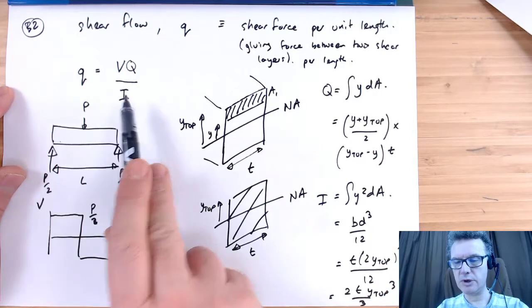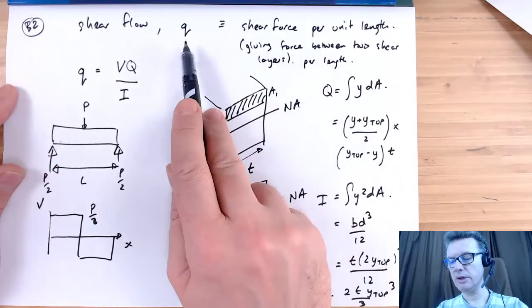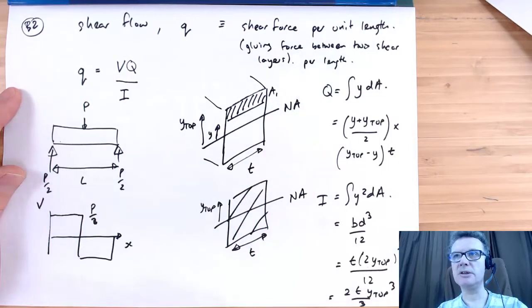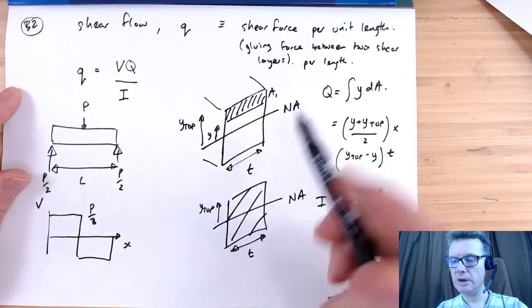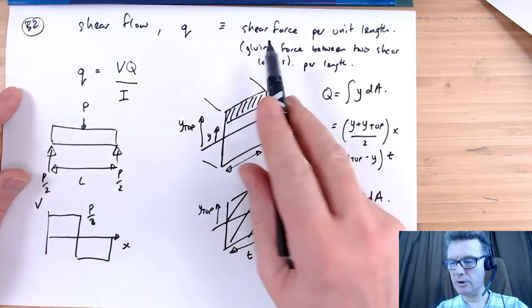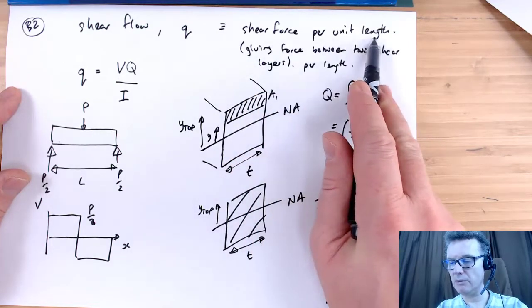So we've got all our terms there, so we can find the shear flow. Shear flow is shear force per unit length. Well, that doesn't tell me much really. So what is that in real language? Well, force divided by length.